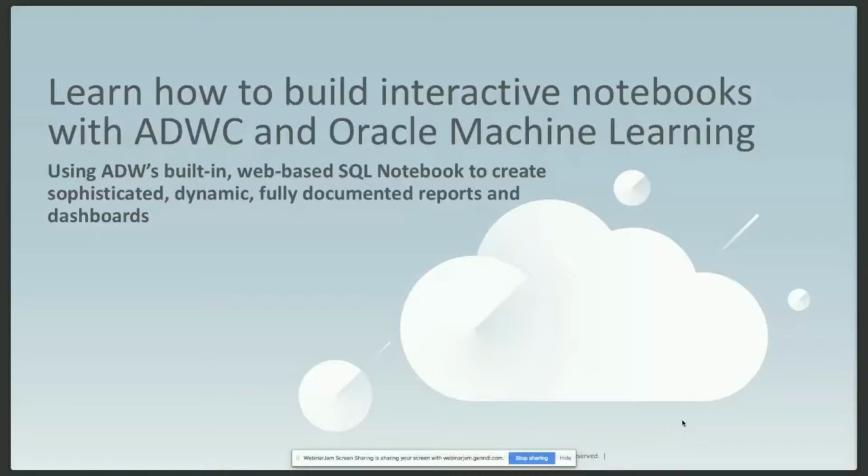Everyone's expecting to learn about SQL notebooks with Autonomous Data Warehouse. So what I'm going to walk you through today is something called Oracle Machine Learning. It's an interactive SQL notebook that comes with Autonomous Data Warehouse. So it's built in, and it's a report querying system. If you're used to notebooks like Jupyter or Zeppelin, this is sort of like a supercharged version of those tools.